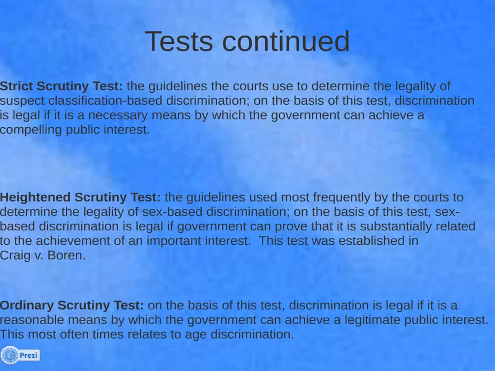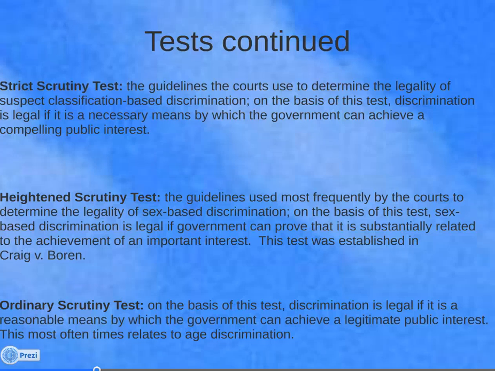All right, so then we have the three scrutiny tests. The first one is the strict scrutiny test, and these are the guidelines the court uses to determine the legality of suspect classification-based discrimination. On the basis of this test, discrimination is legal if it is a necessary means by which the government can achieve a compelling public interest. It is very, very difficult for the government to prove a compelling public interest when it comes to suspect classification-based discrimination. Next, we have the heightened scrutiny test.